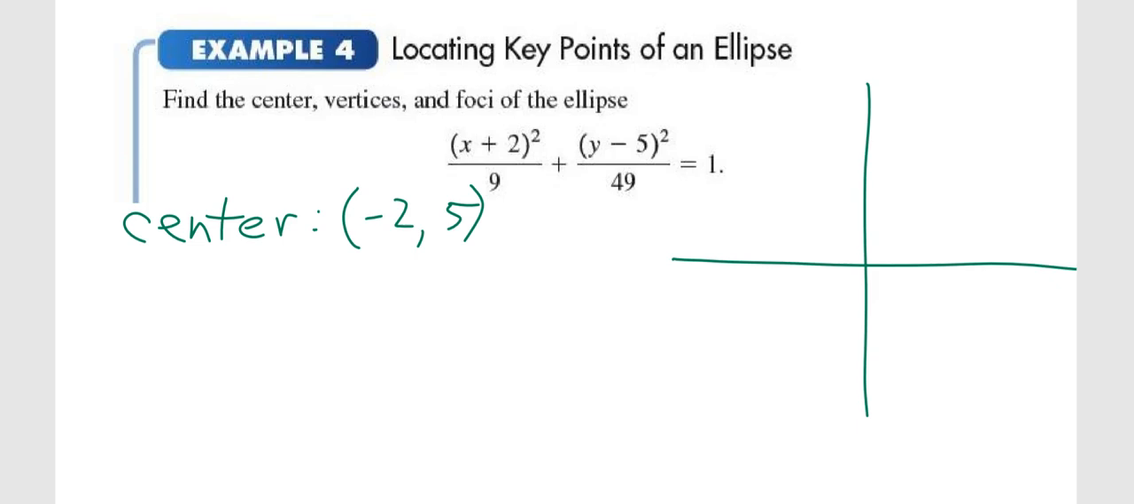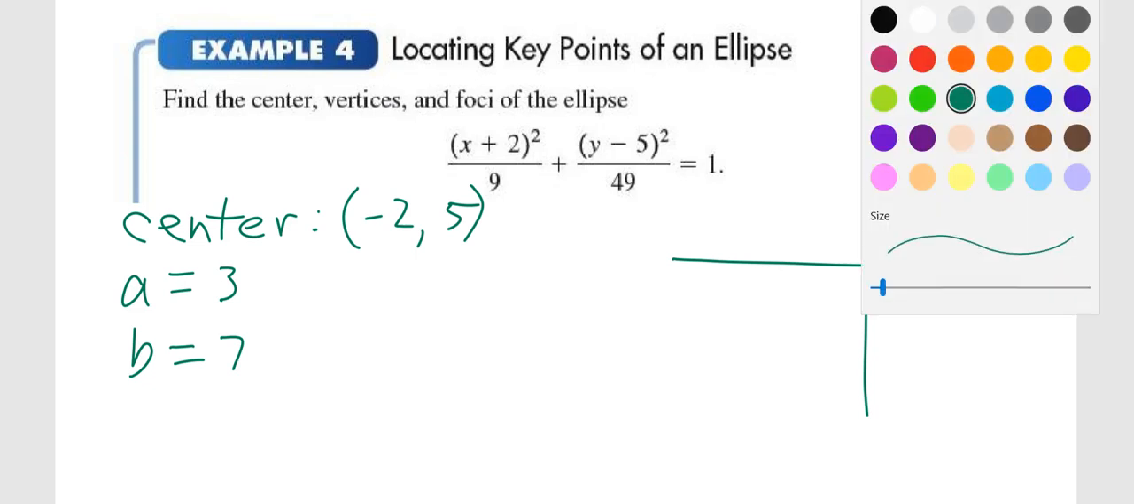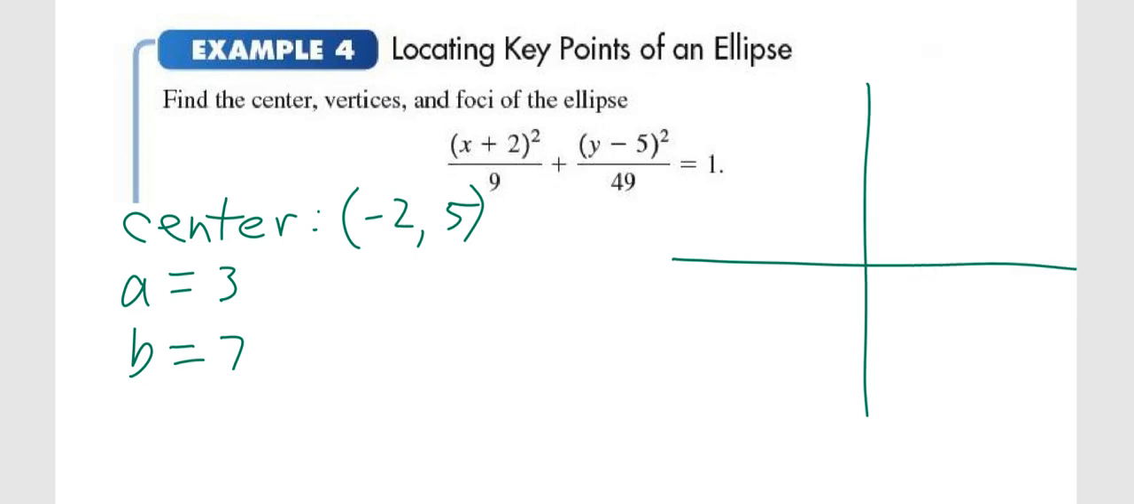Zoom in on this. Give me the A value. 3, right? Square root of 9 is 3. B value. 7. Square root of 49 is 7, right? Okay. After that, I don't know what else to do. I'm done. Well, you're not done after that.